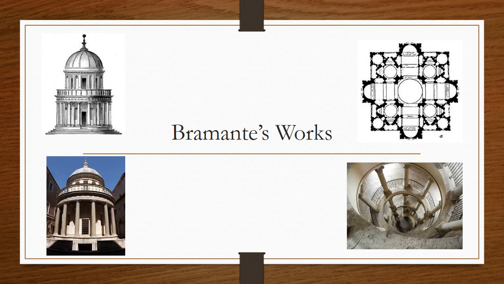Here's a few of Bramante's works. The left-hand side depicts the Tempio. The top is a drawing, and the bottom represents modern day. The right upper corner is his plan for St. Peter's. The bottom right is his famous spiral staircase.